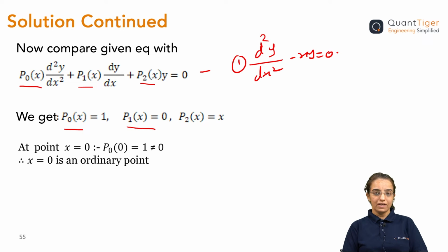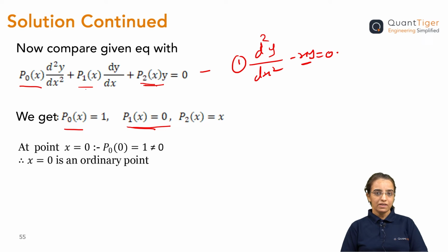p1(x) is nothing but the coefficient of dy by dx. In our given equation the dy by dx term is missing, so its coefficient will be 0. That's why p1(x) will become 0. Now p2(x) is nothing but the coefficient of y, whatever comes along with y, that will be p2(x). Here minus x is coming along with it in the given equation, so we found the value of p2(x) accordingly.